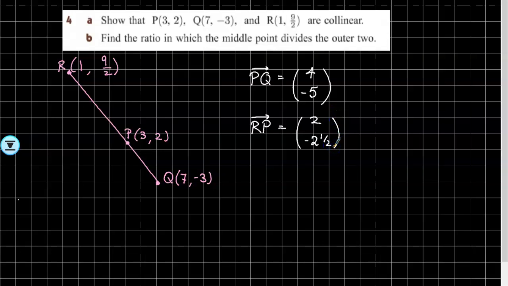So how are we meant to show that they are colinear? You basically have to show that one is a multiple of the other, correct? Danny, you're annoying me today.